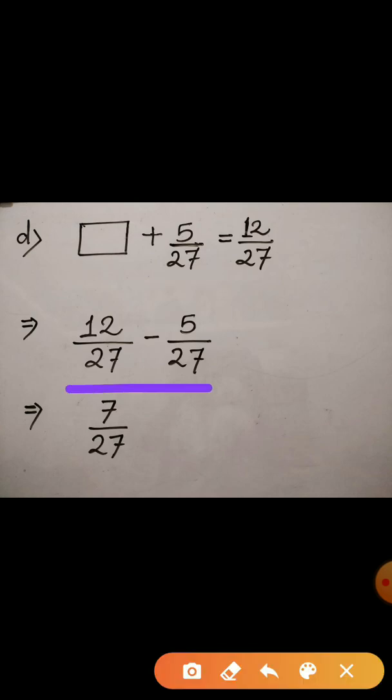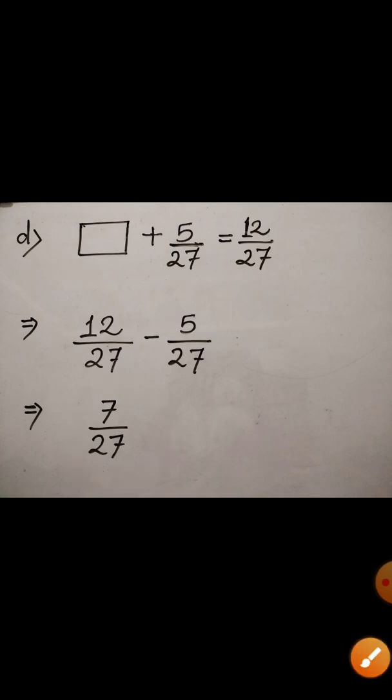Now 12 upon 27 and 5 upon 27, again they are like fractions having same denominators, so we subtract only numerators. Now 12 minus 5, 7, and denominator will be copied down. So the missing fraction is 7 upon 27. So like this you can find out the missing fraction.